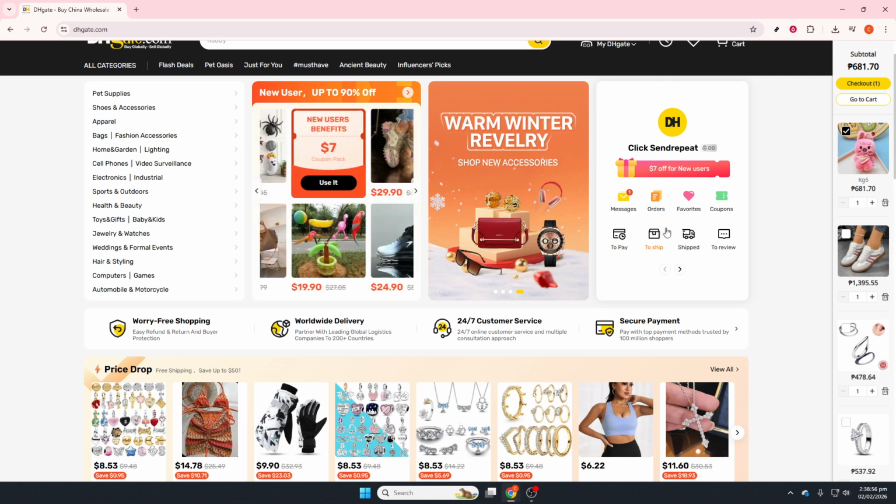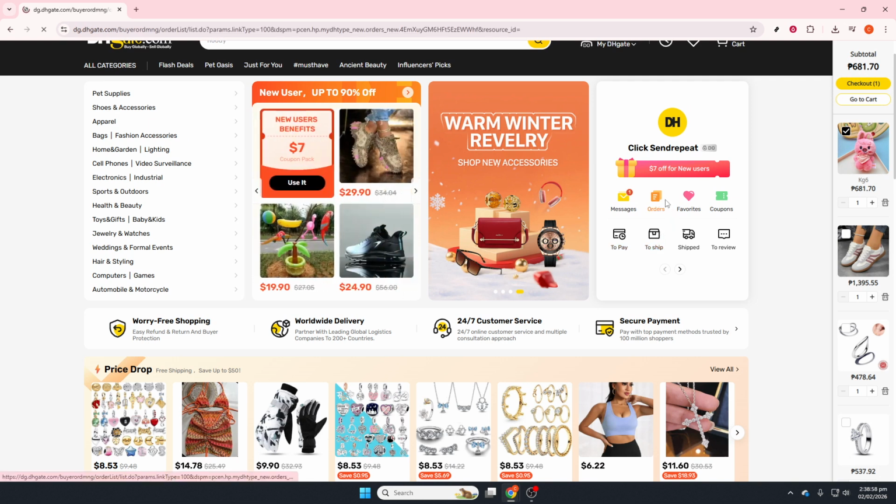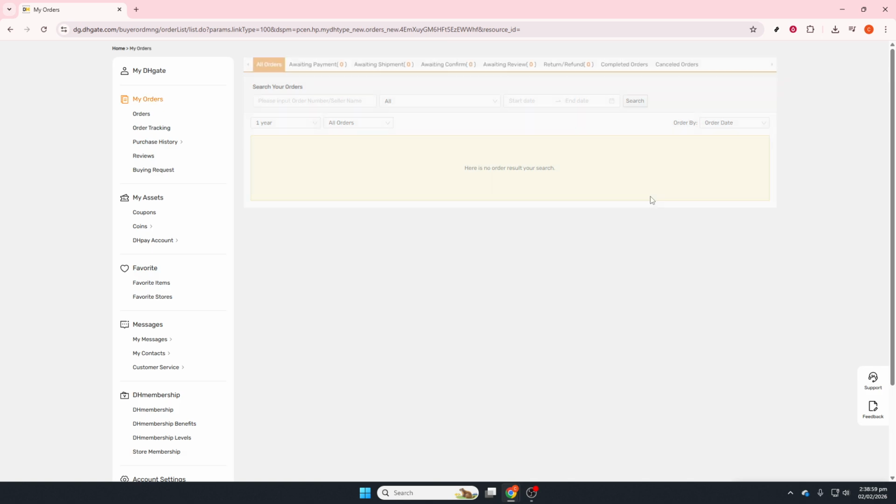Next, decide which refund path fits your situation. Refund only is the most common choice. Use it if the item arrived damaged, not as described, the wrong product was sent, or it never showed up at all. Return and refund is more specific and should be used only when the seller asks you to send the item back and Dhgate approves that return. Shipping items back can be costly and slow, so if you don't have clear approval, stick with refund only.